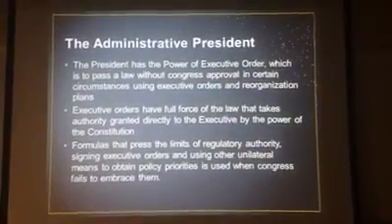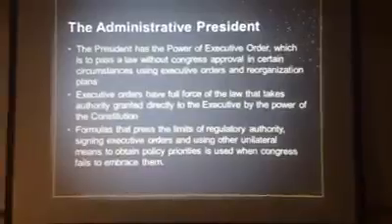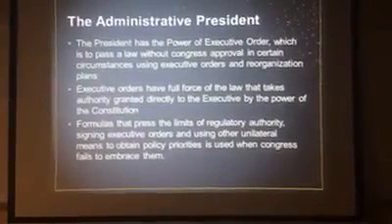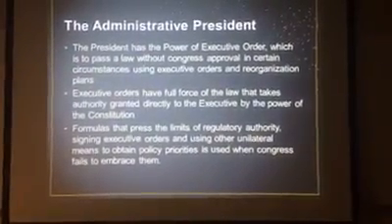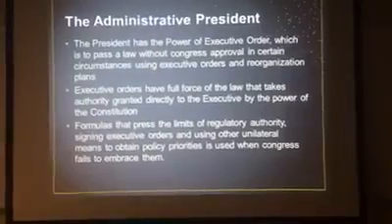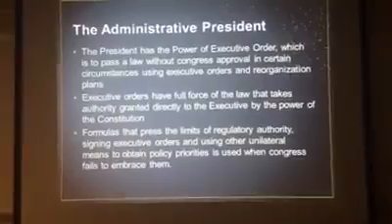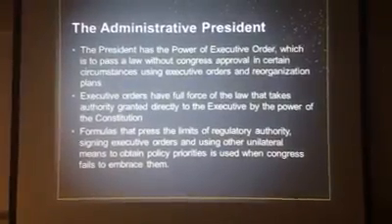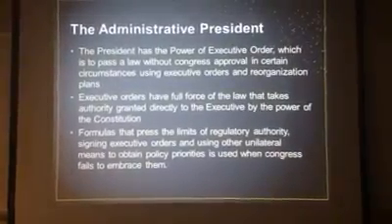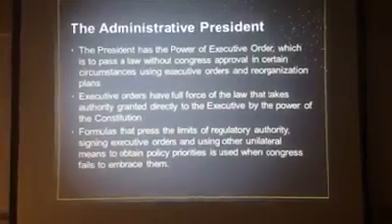regarding gun control. Executive orders have the full force of the law, which takes authority granted directly to the executive by the power of the Constitution. And formulas that press the limits of regulatory authority, signing executive orders, and using other unilateral means to obtain policy priorities is used when Congress fails to embrace them.